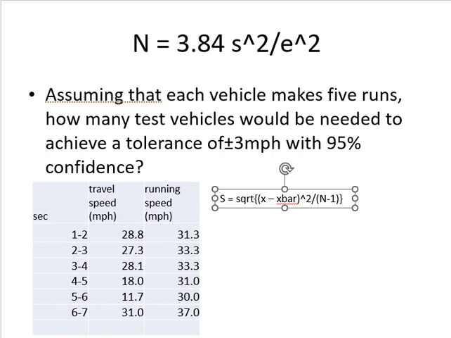How many values do I have for travel speed? Six speeds, right? Six values. So whenever you just have values without frequencies, we use this equation for calculating the standard deviation. Clear?